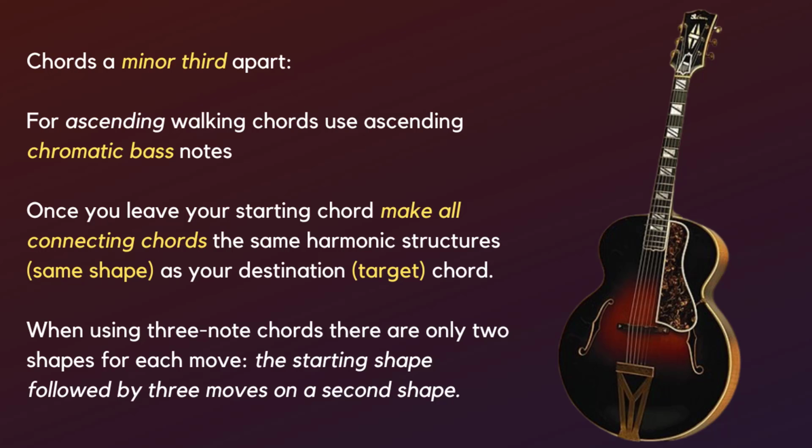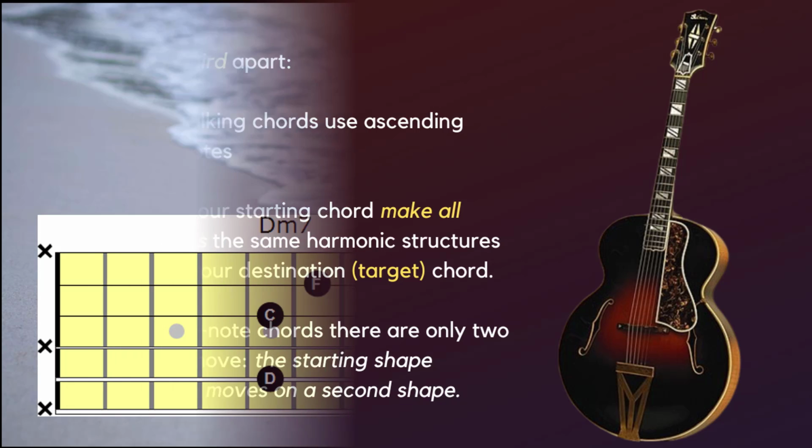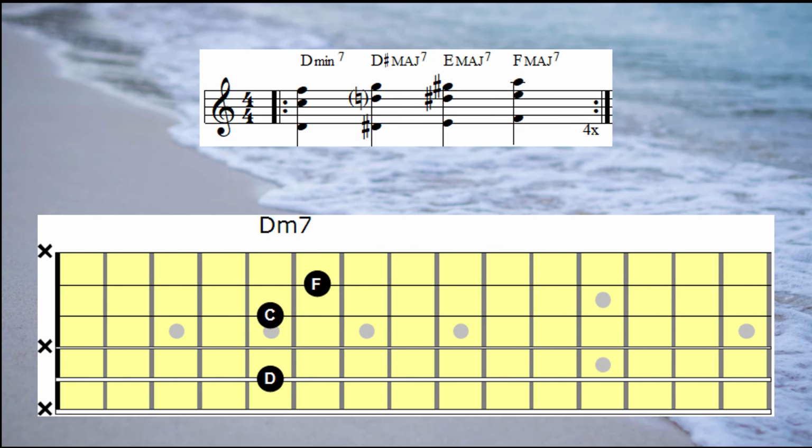So what that means is our first chord will be D minor 7, and the following connecting or walking chords will be all major 7th chords. Let's have a listen to how that sounds. I'll play the example 4 times.